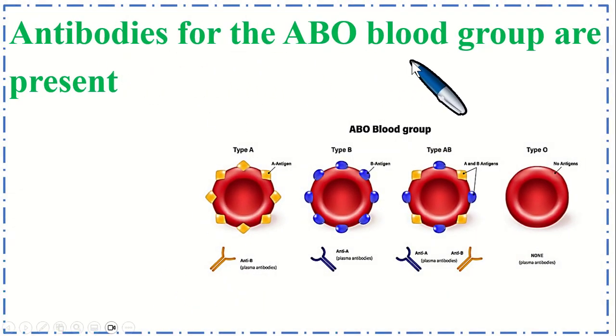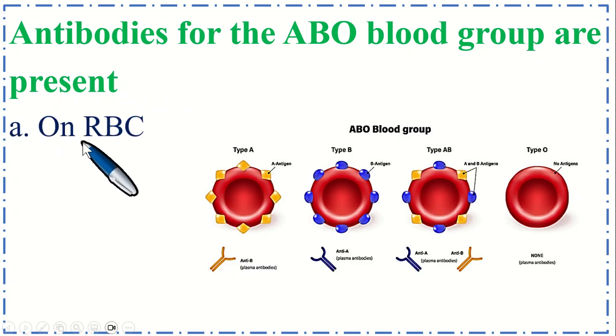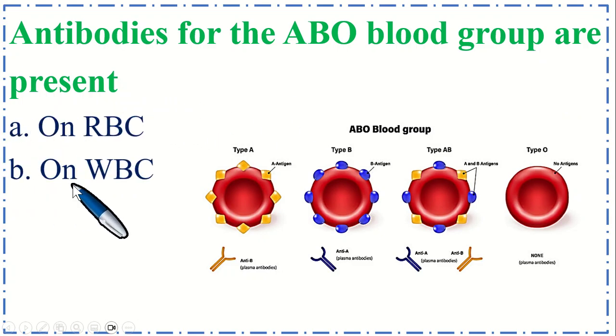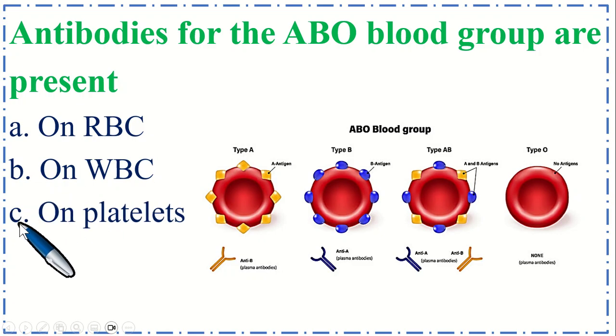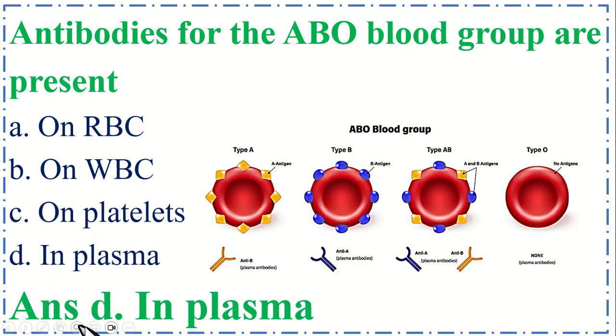Antibodies for the ABO blood group are present option A, on RBCs; option B, on WBCs; option C, on platelets; and option D, in plasma. So the correct option is D, in plasma. Antibodies for the ABO blood group are present in plasma.